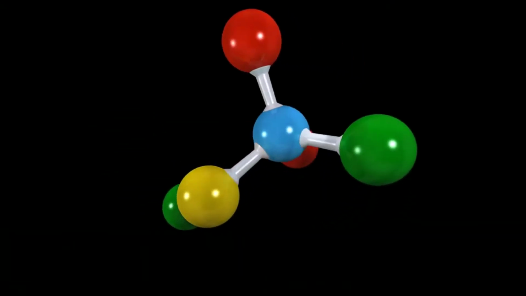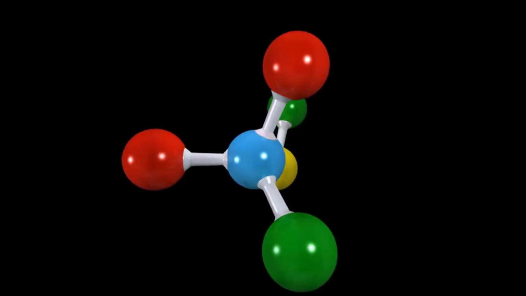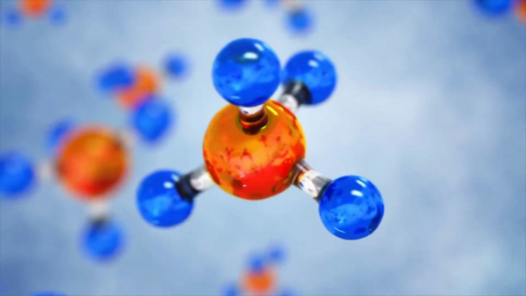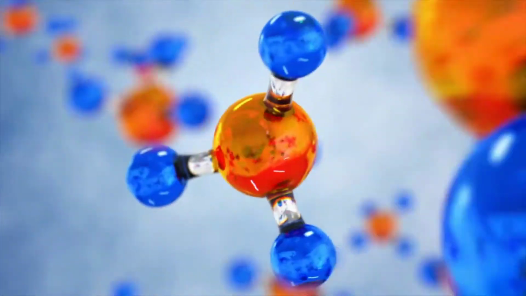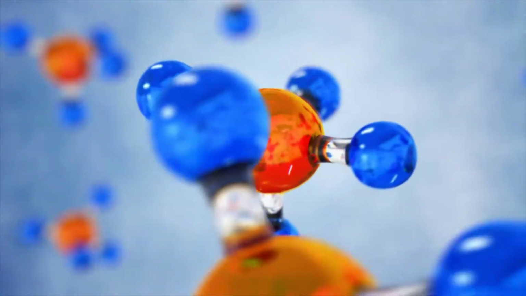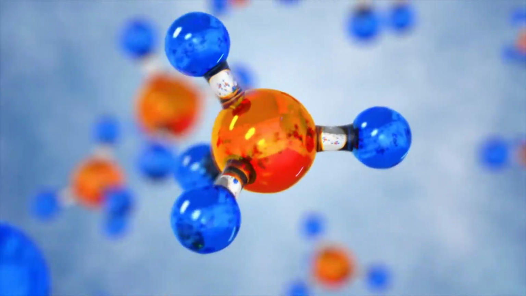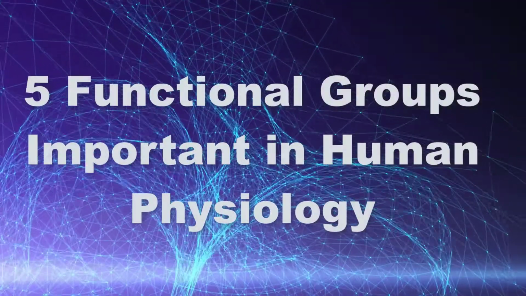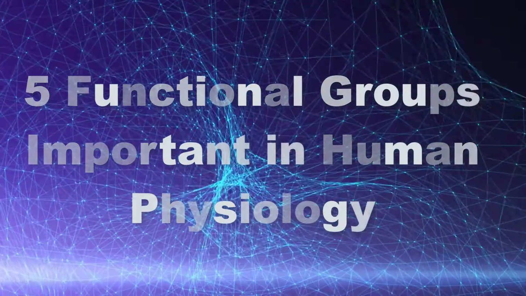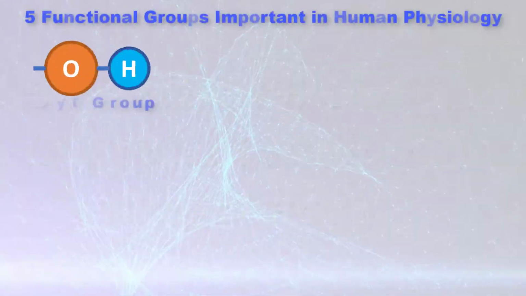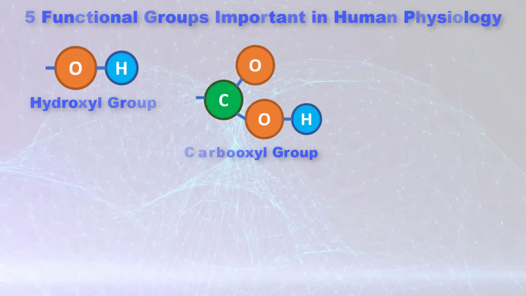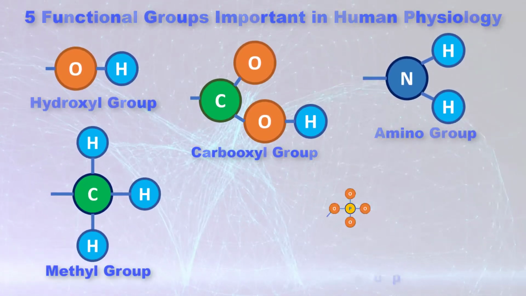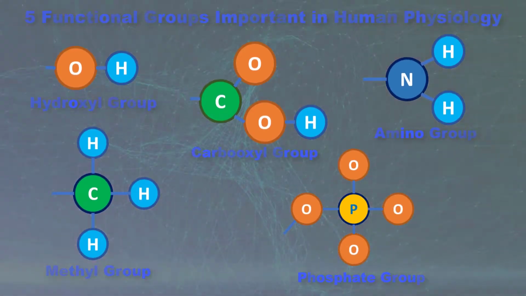Moreover, the atoms to which carbon atoms bond may also be part of a functional group. A functional group is a group of atoms linked by strong covalent bonds that tend to function in chemical reactions as a single unit. 5 functional groups are important in human physiology. These are hydroxyl groups, carboxyl groups, amino groups, methyl groups, and phosphate groups.